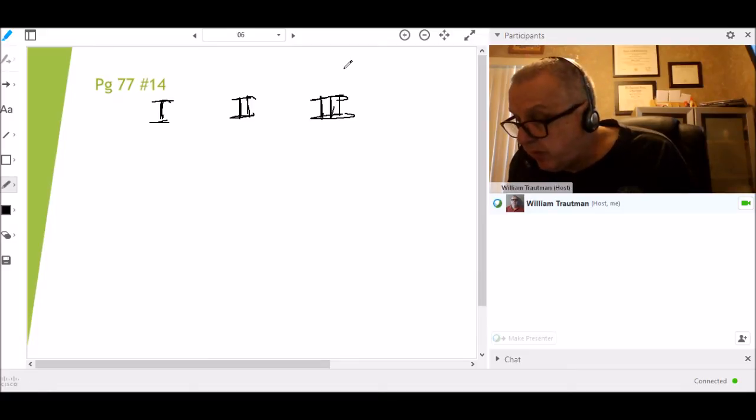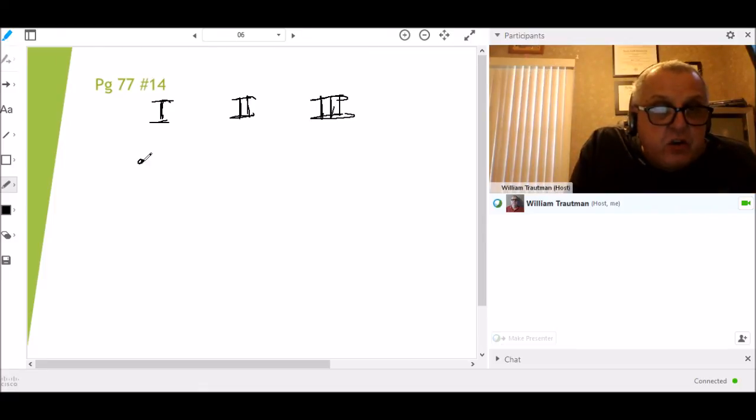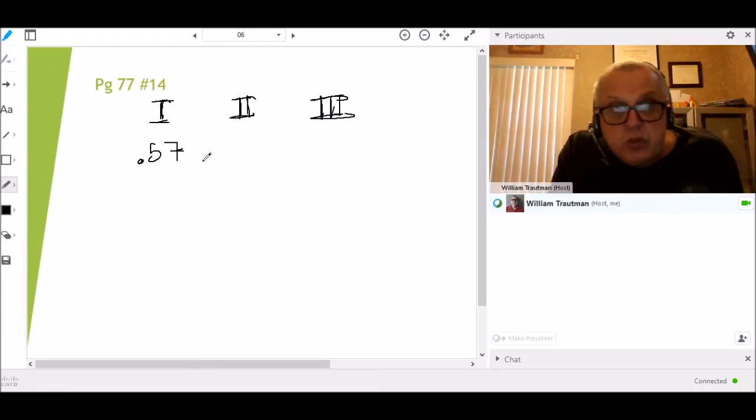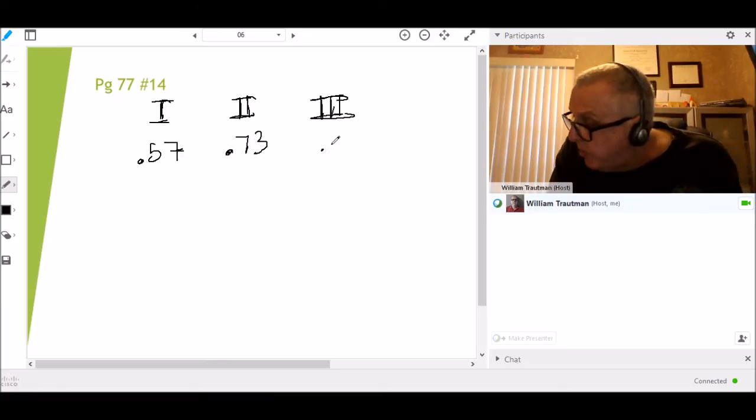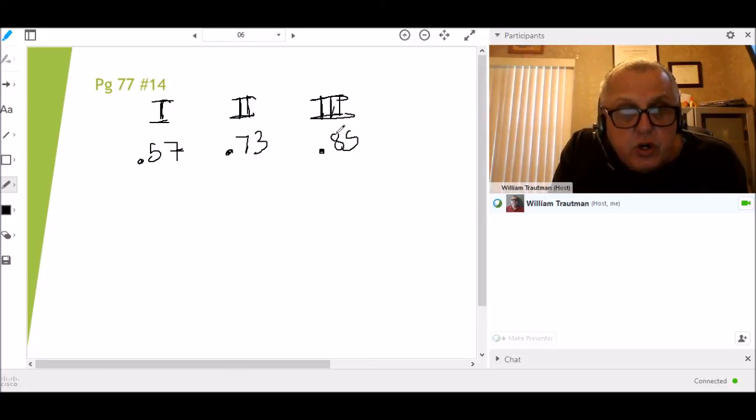And we're doing problem 14. It says the exams are taken in early June. Candidates who pass are eligible to take the exam at the next level the following year. The pass rates for level 1, 2, and 3 are 0.57, 0.73, and 0.85 respectively. That means 0.57 is the first one, 0.73 is the pass rate for the second one, and 0.85 is the pass rate for the third one.